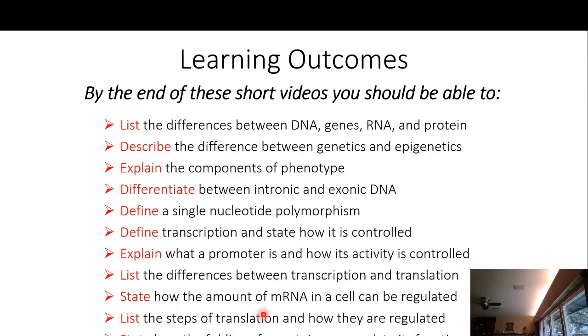You should be able to state how the amount of mRNA can be regulated within a cell. Really, this is a balance between synthesis and degradation. So how are we controlling these things? You should be able to list the steps of translation and tell me how they're regulated. And you should be able to state how the folding of a protein can regulate its function.